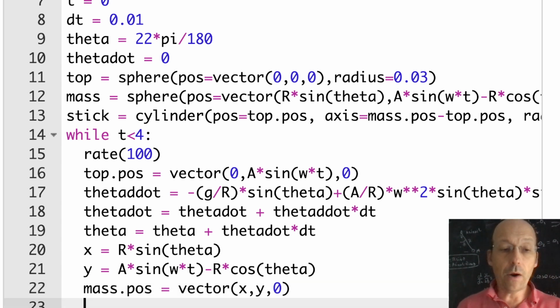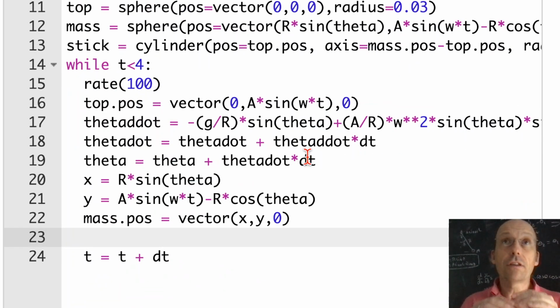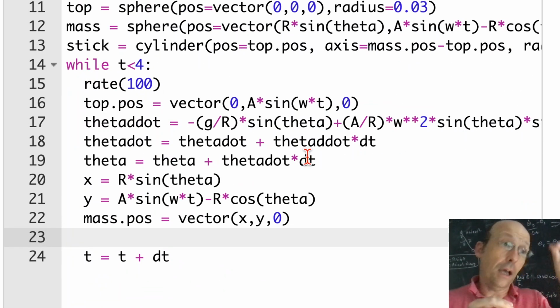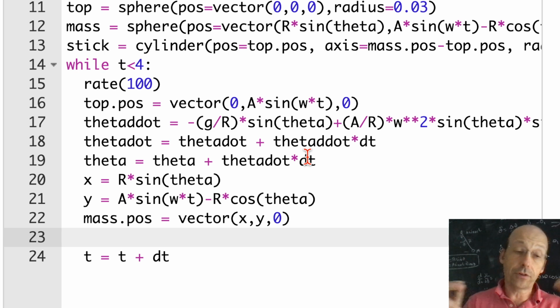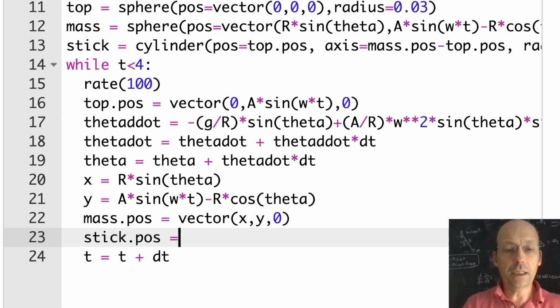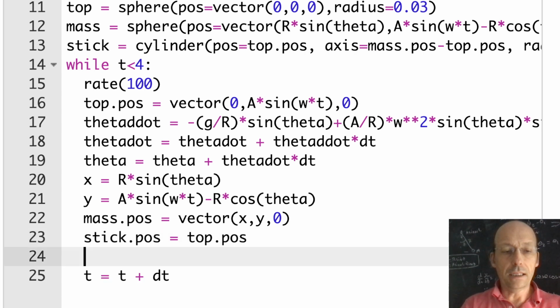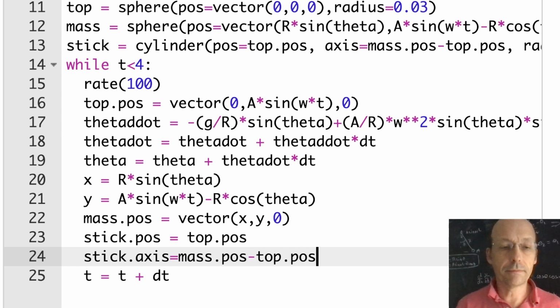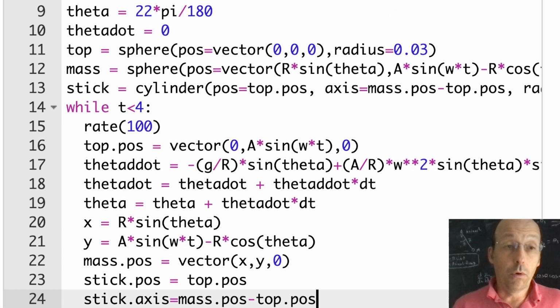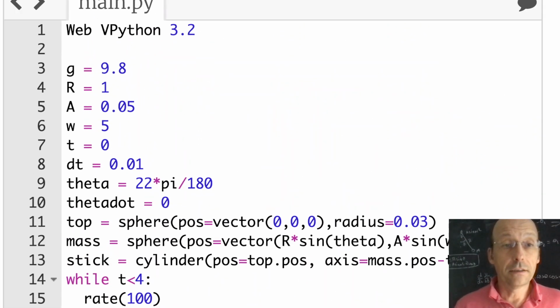That's fine. Now I need to move my stick. So the cylinder has a position, which is where it's going to start, and then the axis from the start to the end. So the start's at the top. So stick.pos is top.pos. And then stick.axis is equal to mass.pos minus top.pos. If that works, I'm going to be very, very surprised.